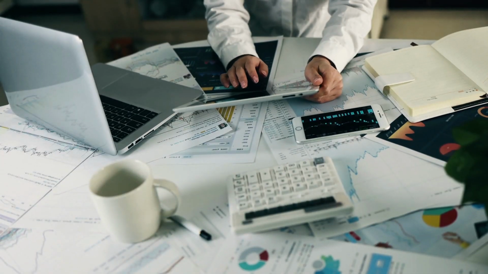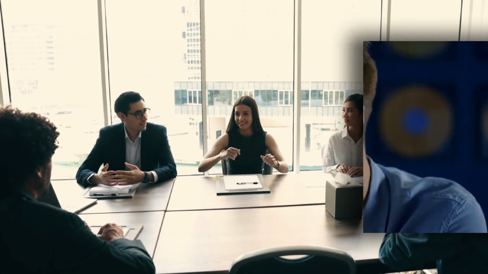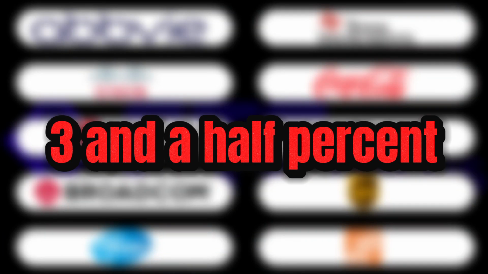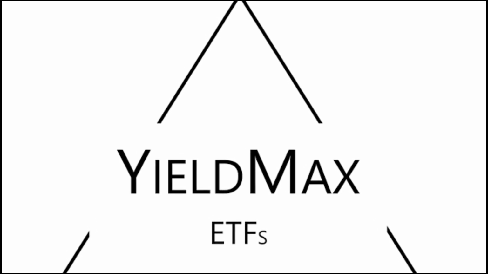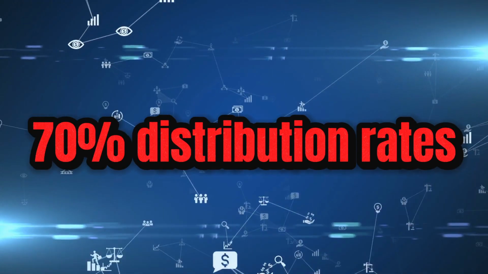Nowadays, there's an increasing number of investors who rely on dividend income and are becoming impatient and looking for new investment options. And there's a valid reason for this. Traditional investments like the Schwab US Dividend Equity ETF, or SCHD, give a modest starting yield of about 3.5%. However, on the other side, there is a promising substitute in the form of the YieldMax ETFs, which give approximately 70% in distribution rates.